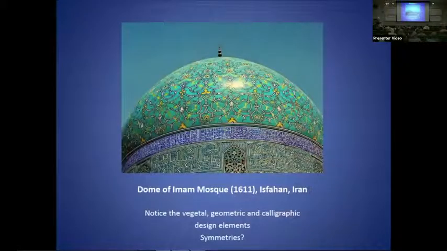And here's a beautiful dome of the Imam Mosque in Isfahan, Iran, same city. I'd like to see this in person and feel safe doing so. Here you also see the geometric... Well, it's not so much geometric, but there's lots of vegetal patterns. There's calligraphy here. And there is some geometric, like this arch here is sort of a geometric shape.